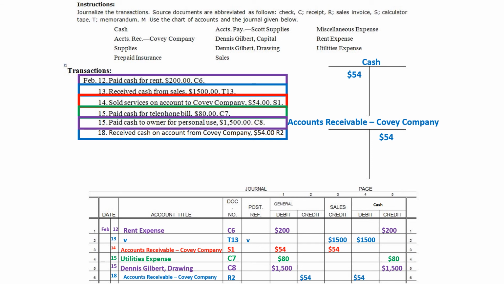Now, an error that students like to make on this one is they like to say sales. We didn't sell anything. We sold something back on the 14th to Covey Company for $54. This is the payment 4 days later. Don't put sales for this last transaction on the 18th.